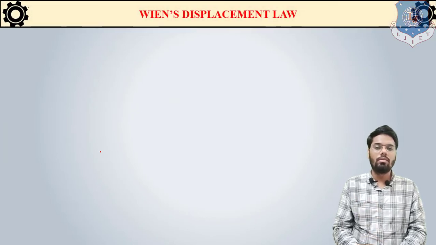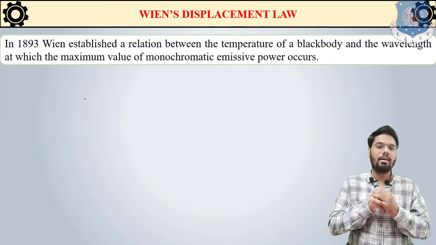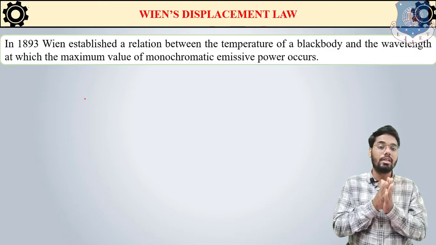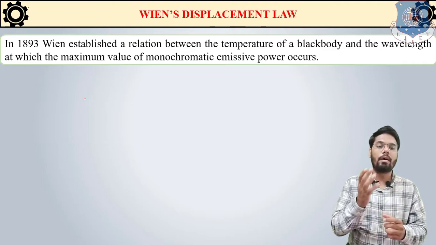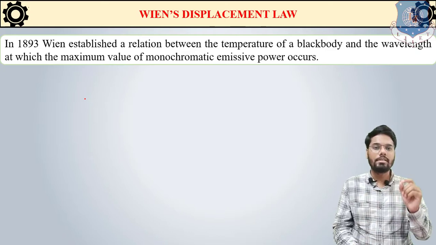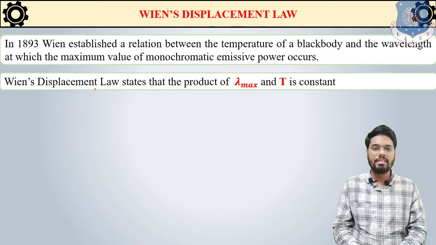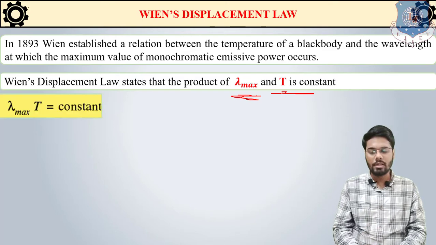Now another law related to radiation is Wien's displacement law. In 1893 Wien established a relation between the temperature of a black body and the wavelength at which the maximum value of monochromatic emissive power occurs. According to Wien's law, every body at a particular temperature has a maximum wavelength for emission. So it states that the product of lambda max, meaning the maximum wavelength, at a particular temperature T, into T is always constant.